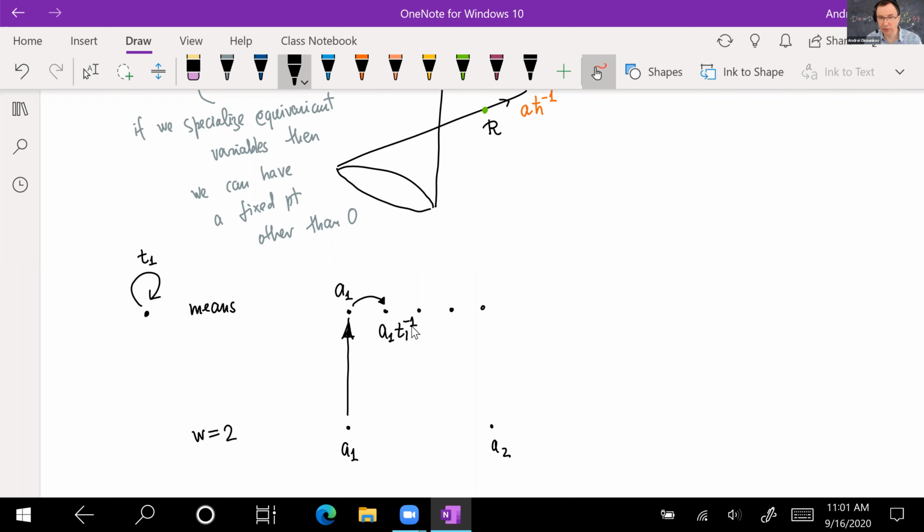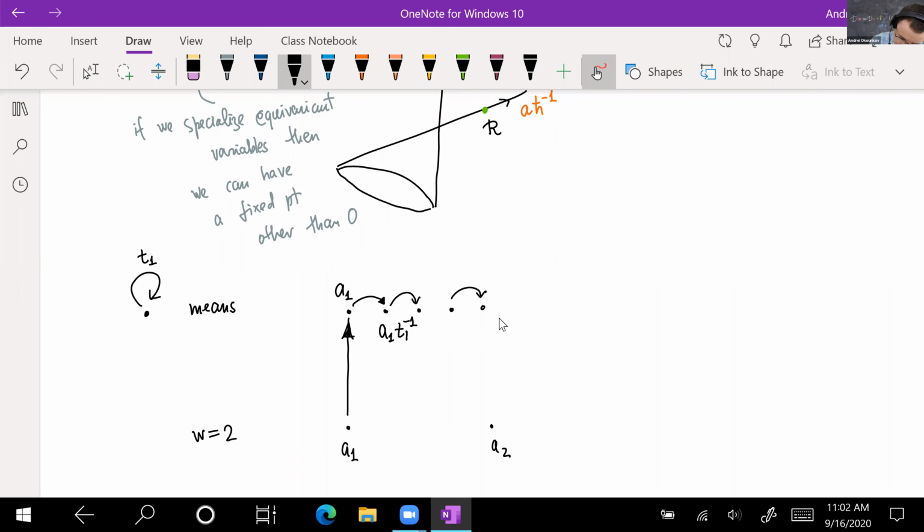And the reason it has to go to T1 inverse is because it has to be invariant, which means the arrow has weight T1, and then it also gets the weight of the target divided by the weight of the source. And so this whole combination has to be 1. And so this is how I get this T1 inverse.